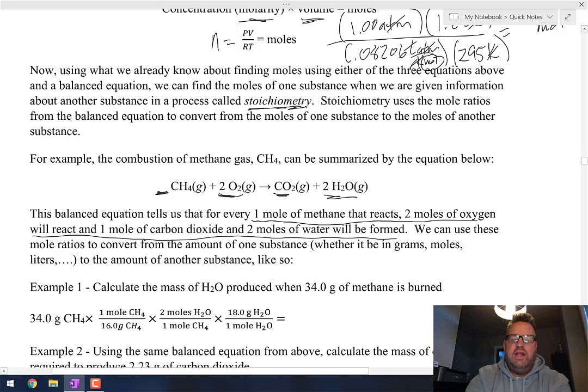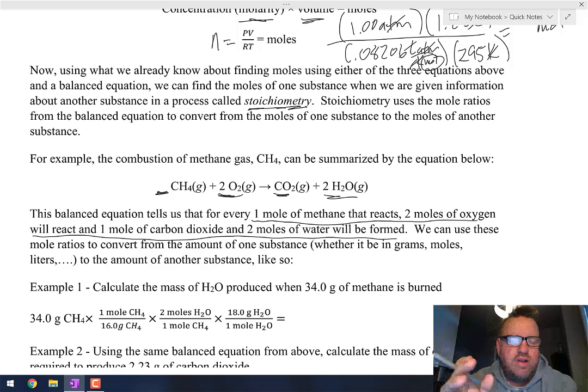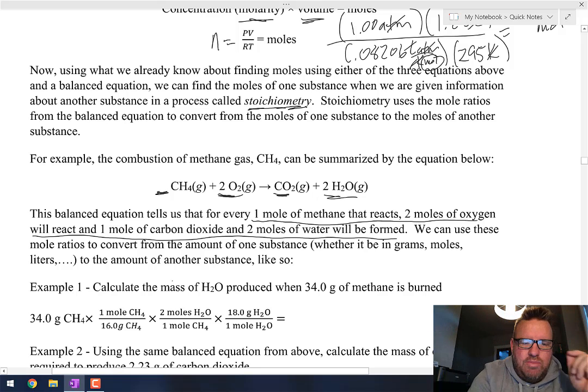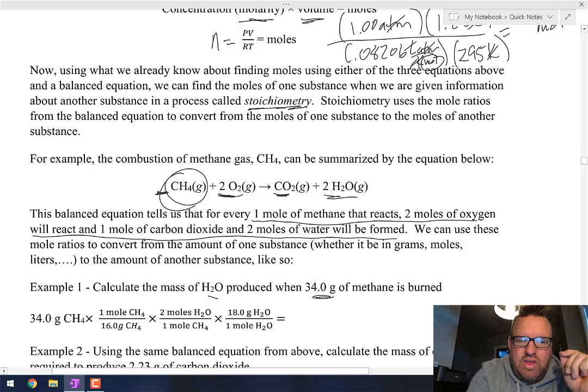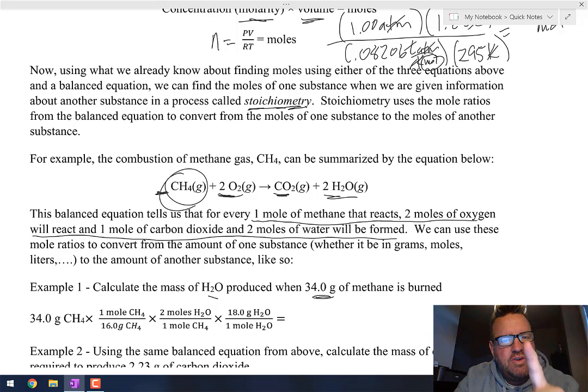We can use these mole ratios, the ratio of one reactant to another reactant, or a reactant to a product, to go from any of those reactants or products to any of the other ones. For example, look at example 1. Calculate the mass of water produced when 34 grams of methane is burned. Methane is CH4, and you've got 34 grams of it. Anytime they give you grams, what's the first thing you must do? You must convert those grams to moles.